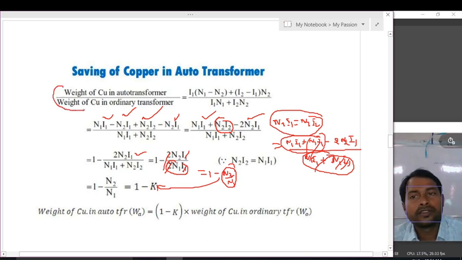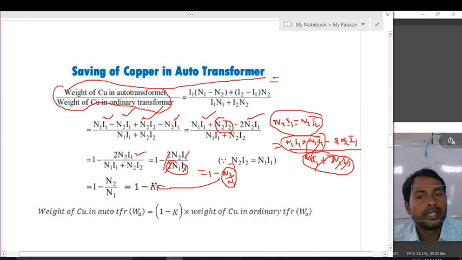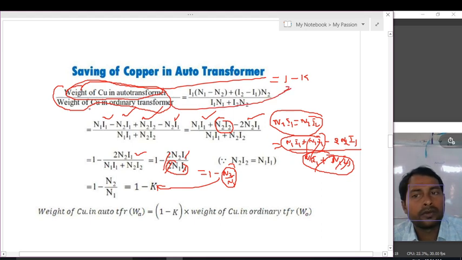From this, the value of this ratio is 1 minus K, I got. So the weight of the copper in the auto transformer is equal to (1 minus K) times the weight of the copper in the two winding transformer.